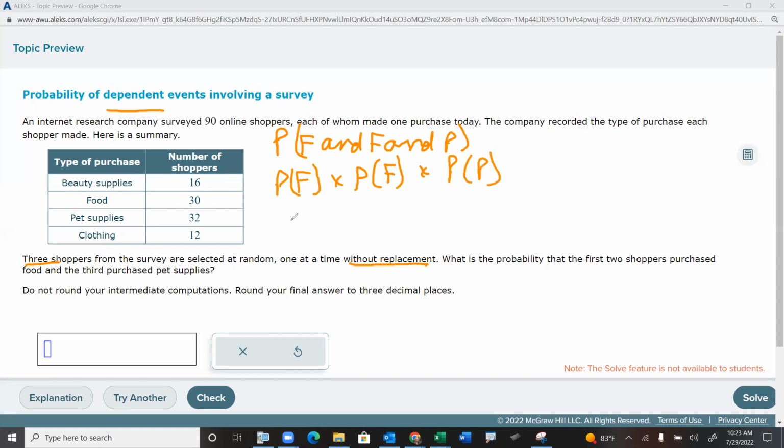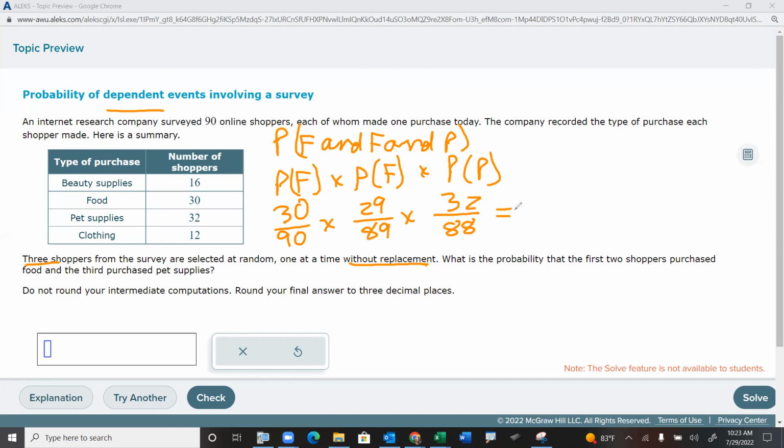All right. And okay, so the probability of buying food, 30 out of 90 people bought food. Okay, that person who bought food, we do not put that person back into the group of 90. So now there's only 29 foodies left out of 89 people. And now there's only 88 people left. And how many pet supply people? There are 32 pet supply people. So as you can see, there's a lot of similarity here to what we were just doing. It's basically the same thing.